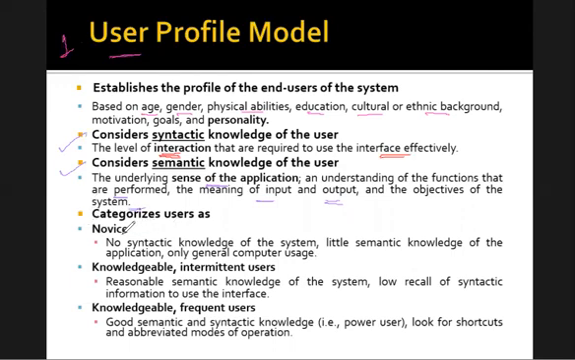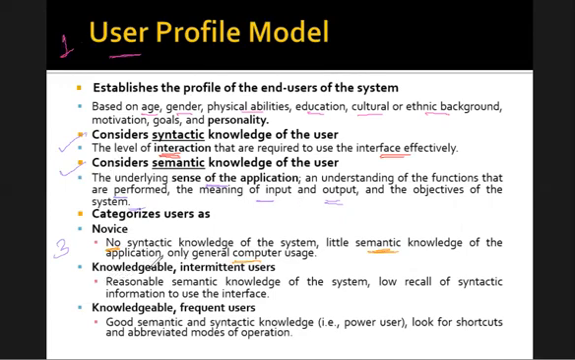Now, the users are also characterized into three types. The first type is your novice user. This novice user has no syntactic knowledge of the system and little semantic knowledge, completely null syntactic knowledge and a little semantic knowledge. Only general computer use, that is, if you use the computer you can get results faster, or some simple tasks, the novice user knows.